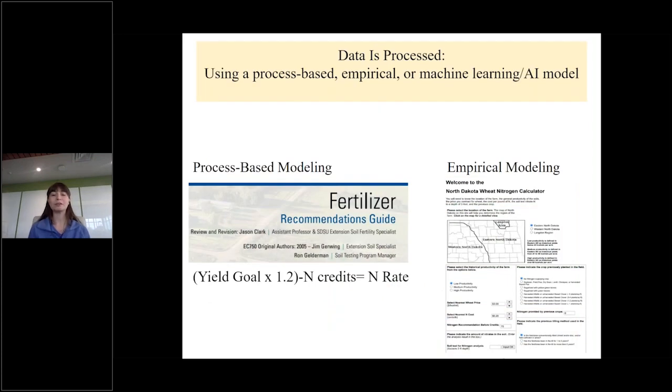So you are probably very familiar already with process-based models and empirical models. A process-based model is a model that uses the physical, chemical, and biological processes in a system and our understanding of that, putting that into a mathematical model to help us make recommendations. A really good example of a process-based model is yield goal times 1.2 minus nitrogen credits to provide a recommendation for the amount of nitrogen that you should put on your field. The yield goal times 1.2 is based on our understanding of the system in which yield is linearly related to nitrogen.